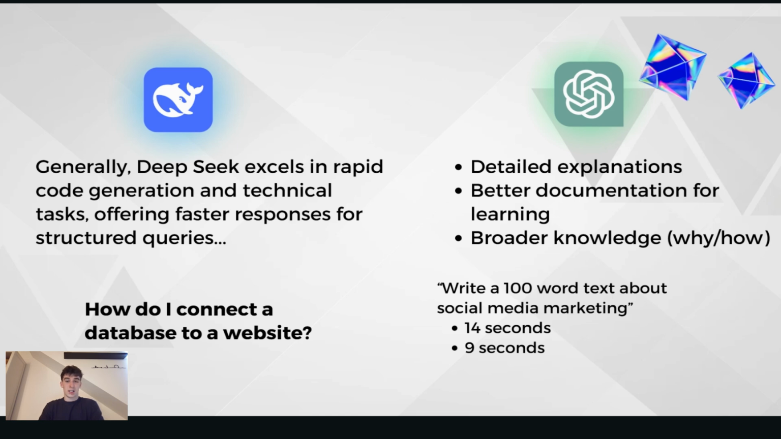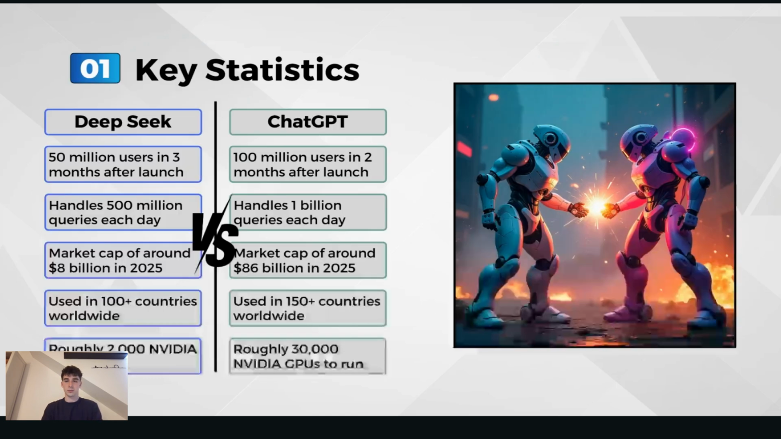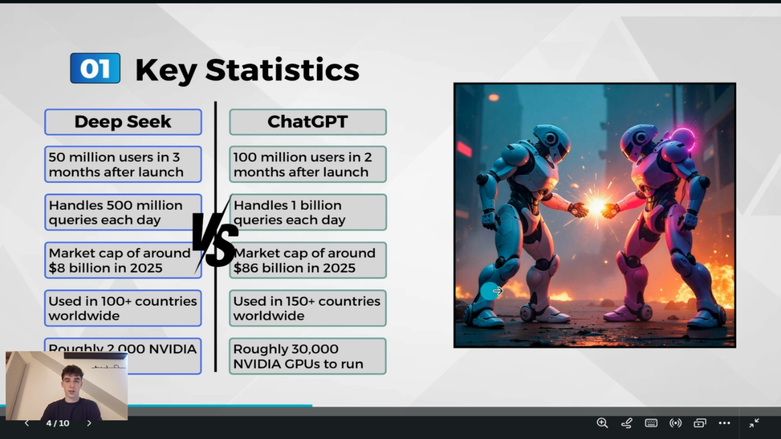One other big comparison is speed. I asked both DeepSeek and ChatGPT to write a 100-word text about social media marketing. ChatGPT wrote out this entire text in 9 seconds, whilst DeepSeek did the exact same in 14 seconds. So, bearing in mind that both these texts are the exact same length, it's quite a significant speed increase with DeepSeek. Now, if you look at key statistics, again, nothing surprises me too much regarding the first of these few statistics.